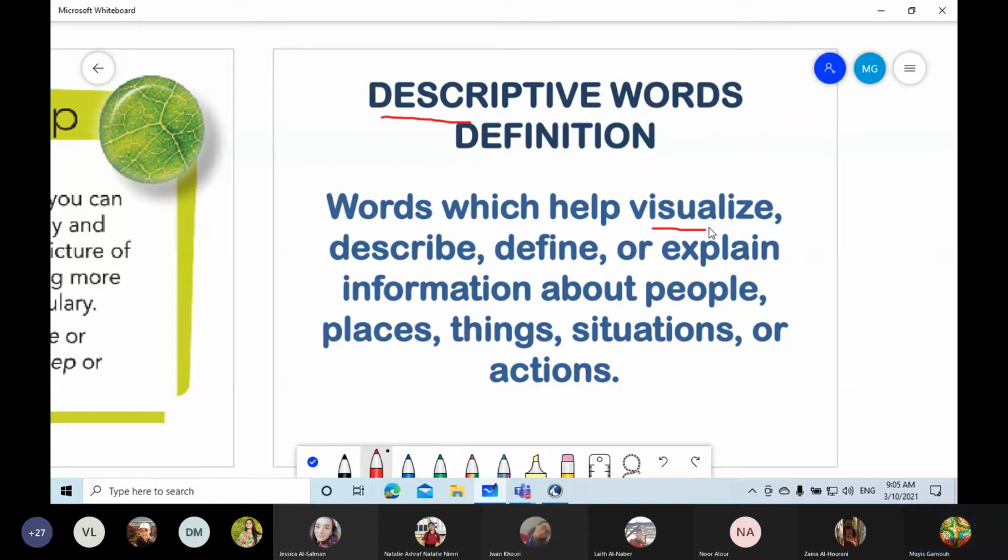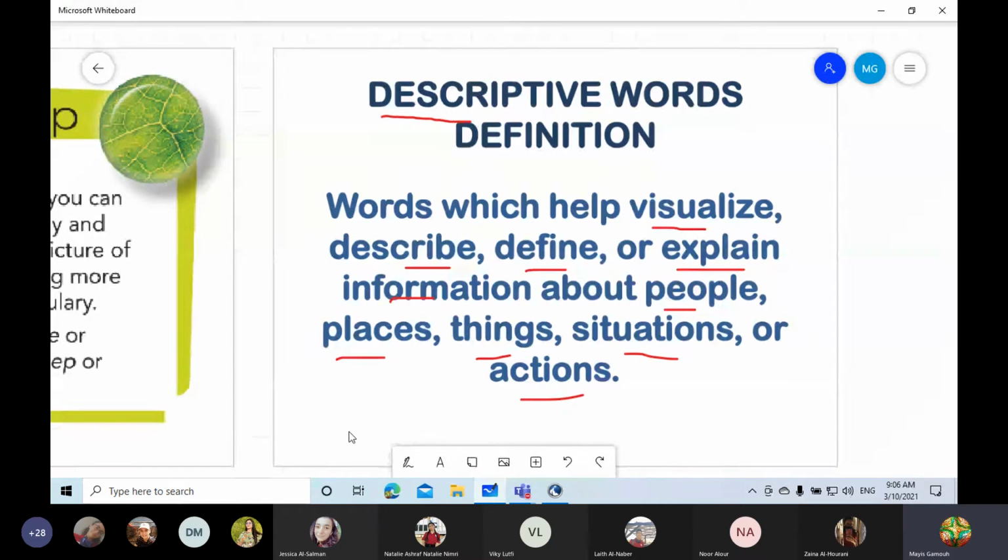Alright. What else? To picture, to portray. Okay. Thank you. Visualize comes from your vision. So here it comes as imagining, visualizing, conceiving, seeing. So it means visualize, describe, have a description, define or explain information about what? About people in the story, about the places in the story, about things in the story, about the story itself, the situations or the actions of the story. So now we know the meaning of descriptive.